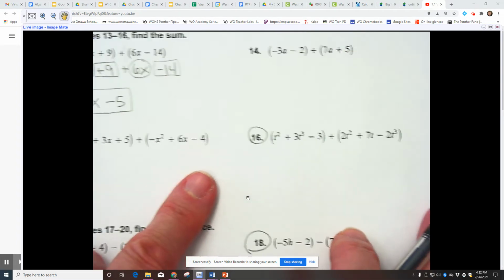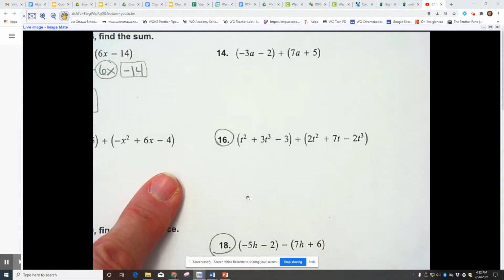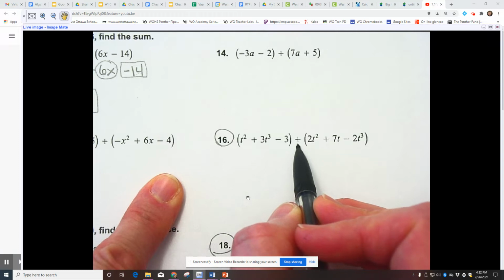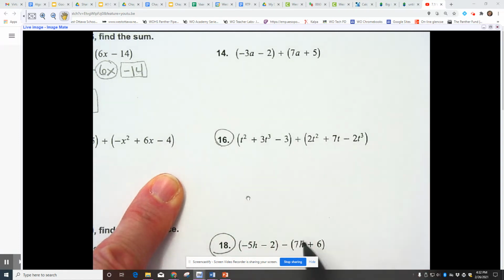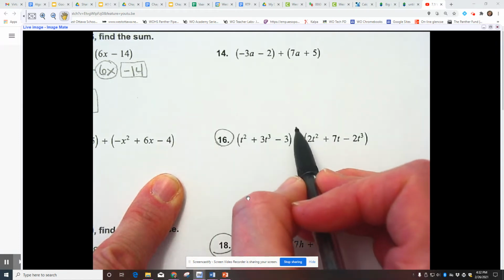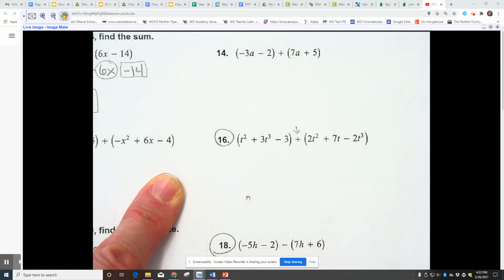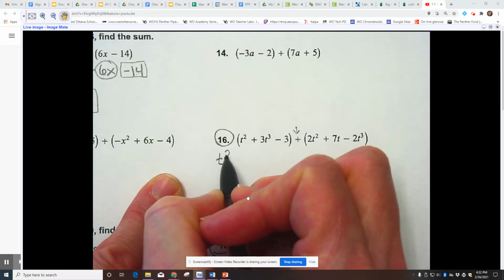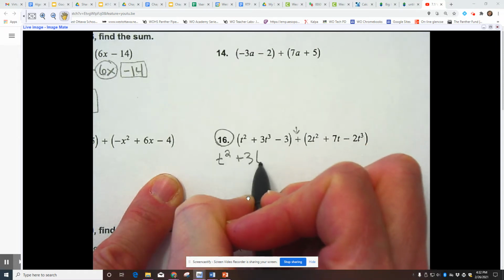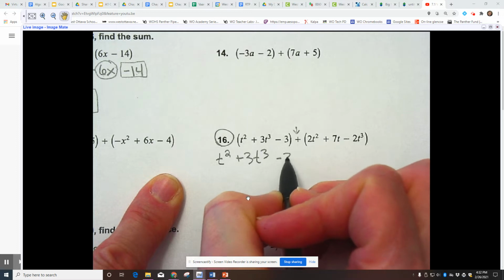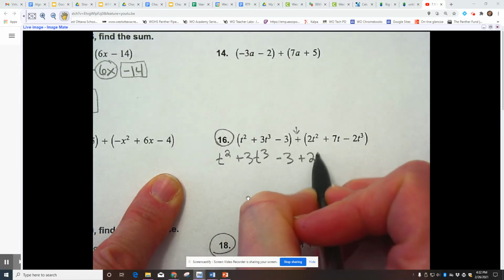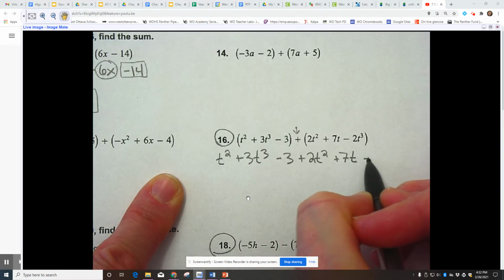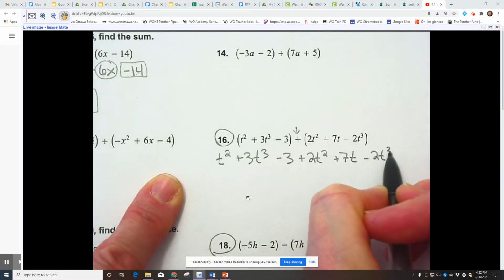Let's look at 16. This one's a little bit messier. 3 terms, trinomial plus trinomial. So always when you're doing these, first check to see what operation you're doing. If you're doing plus, then say, okay, I can rewrite this without the parentheses. So I'm just copying everything exactly as I see it without parentheses.